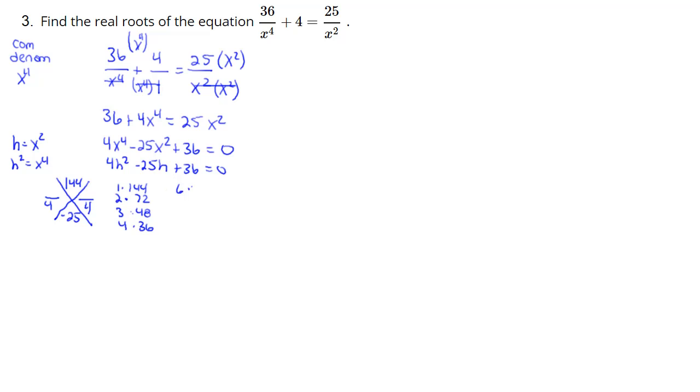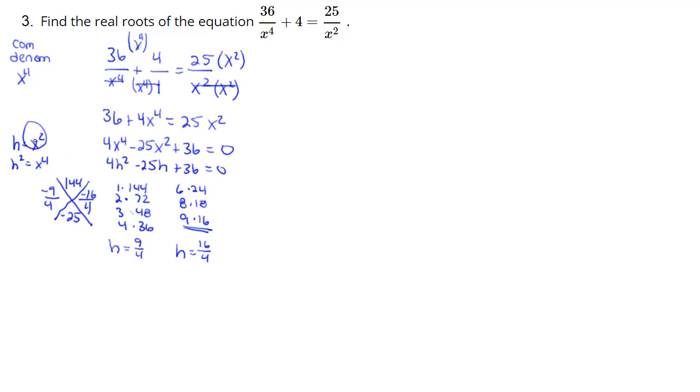Keep going. 6 times 24, 8 times 18. That's almost it. And then 9 times 16. That's going to give me 25. So it's going to be negative 9 and negative 16. So now remember, we've just figured out what h is equal to. H is equal to 9/4, and h is equal to 16/4.